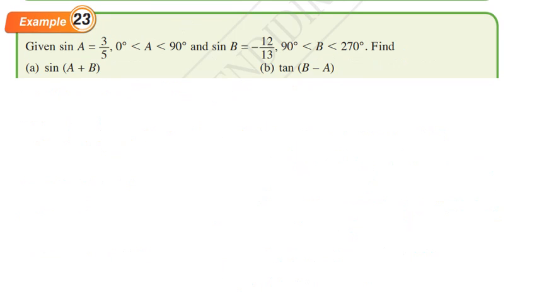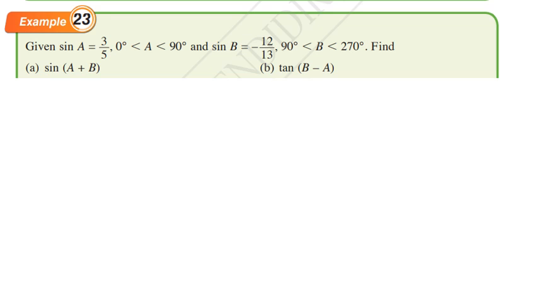Okay, next. Next, we go for example 23, the use of addition formula. Okay, we look at some example of how to use addition formula to solve problem involving trigonometric ratio. So for this example 23, it is given that sin A is 3 over 5 and A must be less than 90 and greater than 0 degree. And sin B is equal to negative 12 over 13 and B must be less than 270 but greater than 90. So dia bagi soalan kita kena cari sin(A + B).